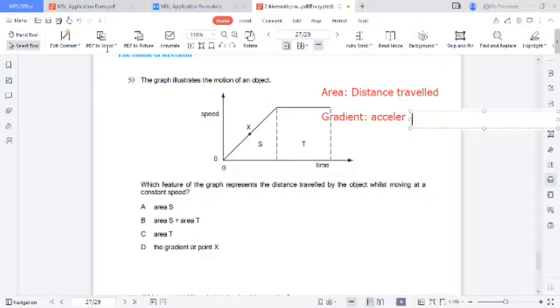So which options are right? Area of S, no. Area of T, that's wrong. The gradient at point X, the gradient will tell us the acceleration. So in order to calculate the total distance, we need to calculate the total area under the graph. Okay, let's move to the next one.